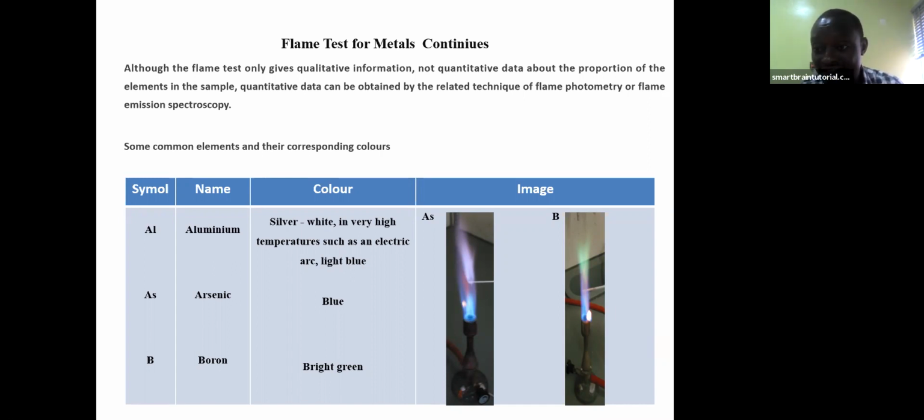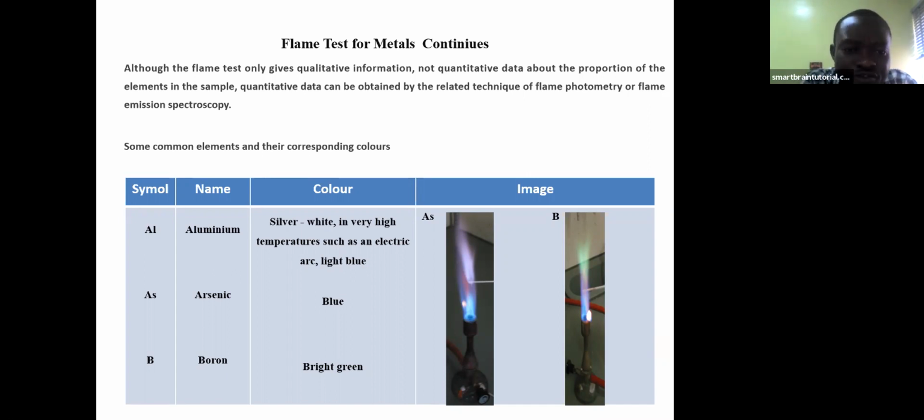Now, this test is not going to tell you the quantity of metal that you are testing. It won't give you the mass of metal, the amount of metal. It's only going to tell you that you have sodium. It is sodium that you are testing. You have sodium in that sample. You have magnesium, you have copper in that sample. That's all you need to know. That's qualitative results. But if you want to carry out a test that will give you quantitative result, that is the amount, the mass, the quantity, then you now use other equipment like photometry or flame emission spectroscopy.